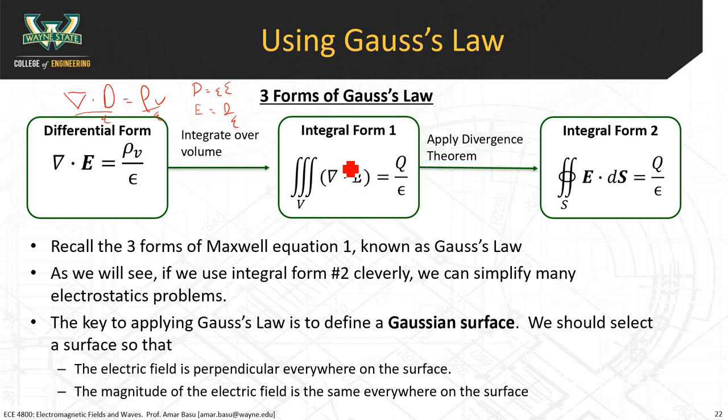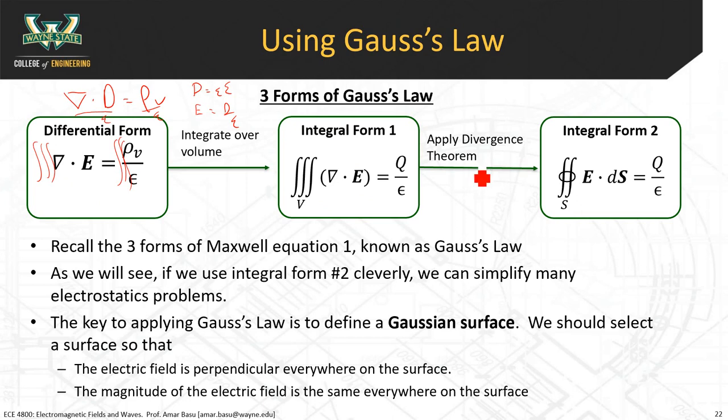And so for integral form 1, you take a volume integral on both sides. So you take the triple integral on this side, and you also take the triple integral on this side. Now, the triple integral of a charge density is equal to the total charge. So that's why on the right-hand side you get Q over epsilon. And on the left side, you're left with the triple integral over the volume of the divergence of the field.